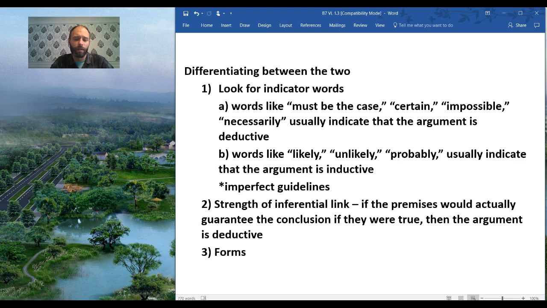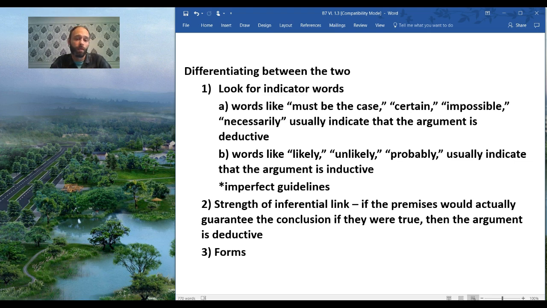Now, that's a good first pass to see if an argument is inductive or deductive, but like we've talked about with indicator words for other purposes, indicator words are imperfect guidelines because people often speak in ways that they don't actually mean. So sometimes an arguer will exaggerate the certainty with which we should accept the conclusion based on his argument, sort of trying to fool us that their argument is deductive when in fact it's inductive. So this can be a good rule of thumb, but we'll also want some better, more precise tools for determining whether an argument is inductive or deductive.